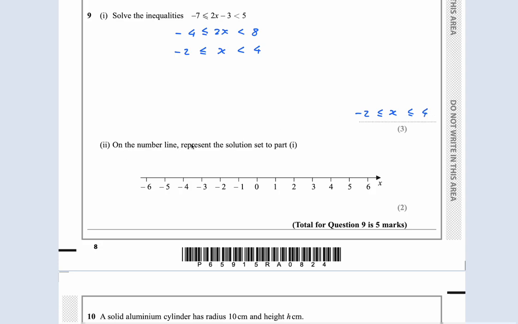On the number line, represent the solution set to part I. So bigger or equal to minus 2, that means I'm going to do minus 2, but I'm going to fill in the circle because it can be minus 2. And I'm going to go to 4, draw another circle here, but I'm not going to fill this one in because it has to be less than 4. So closed circle, open circle.